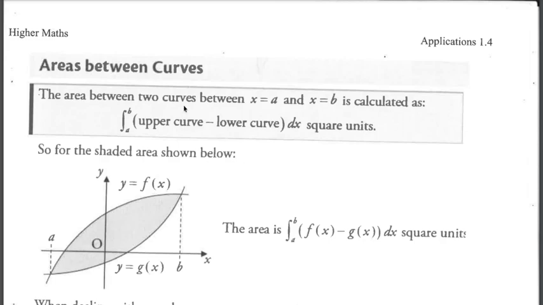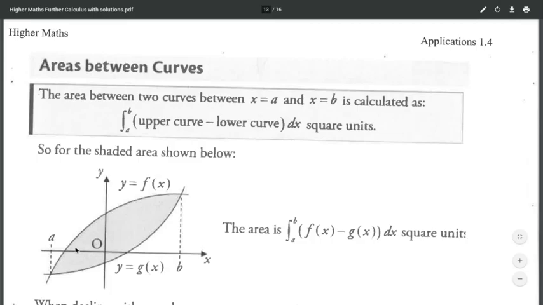The area between two curves between x equals a and b, so here's a diagram below, so between these two limits, is calculated as the integral from a to b of the upper curve minus the lower curve dx.